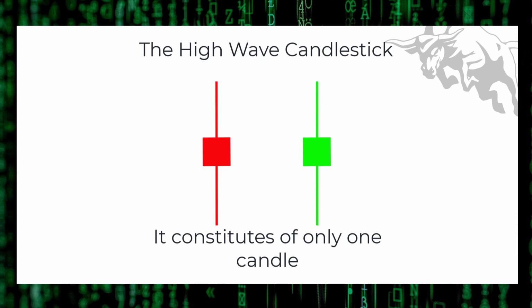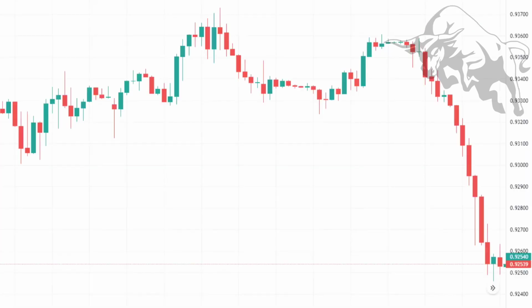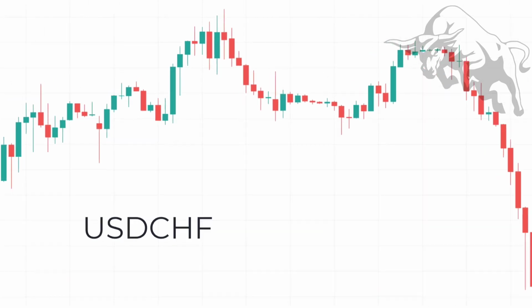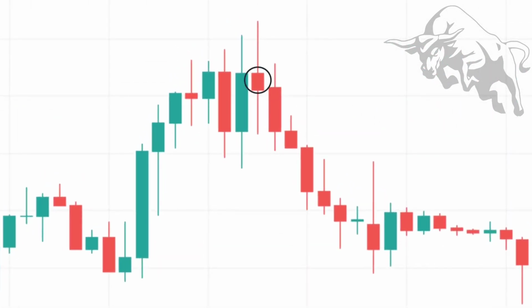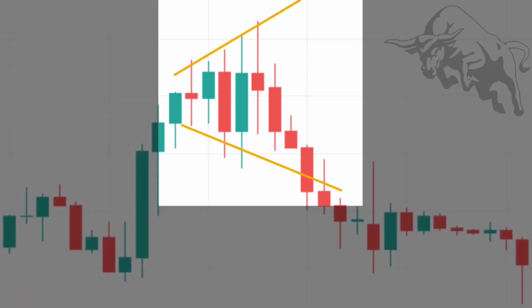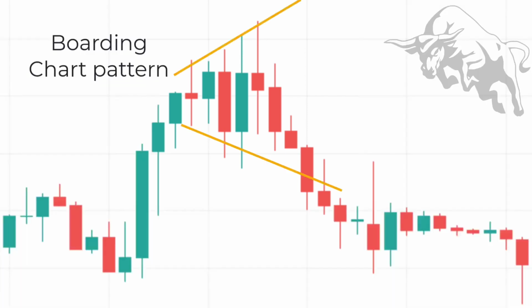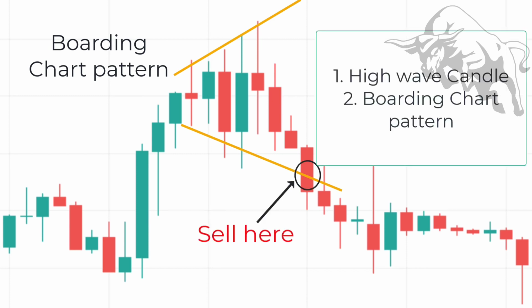Here are two live examples for the high wave candlestick. The first example is on the US dollar against the Swiss franc chart. We have a high wave candle pattern which has formed at the top of an uptrend. Notice how the small body should look like, and how both the upper and lower wicks were long and equal in length. The high wave candlestick showed up inside the boarding chart pattern. We sell once the price breaks the lower band of the boarding pattern, and we end up with a sell trade, which is supported by two technical factors.